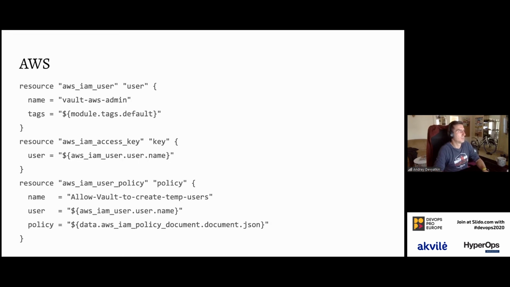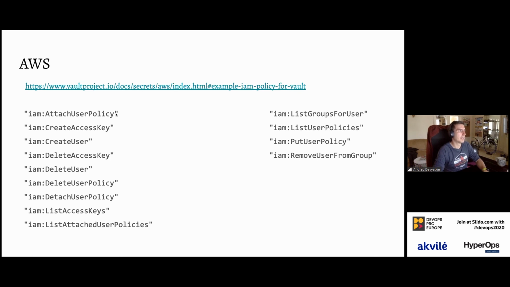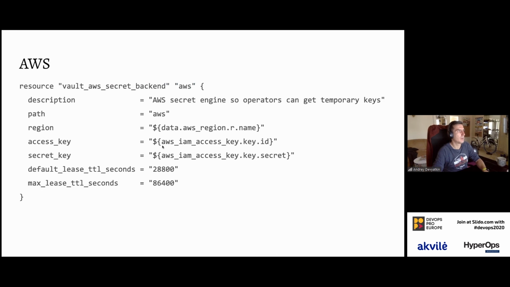And this is how you can configure AWS for getting the temporary credentials. More or less the same type of thing. You create a user, you create an access key, you create a policy, AWS IAM policy to create users, create keys, and then you create secret backend. So this one will issue the leases. It will issue AWS keys. It will go into AWS, create the keys for you, return them for the person who asked for the key.